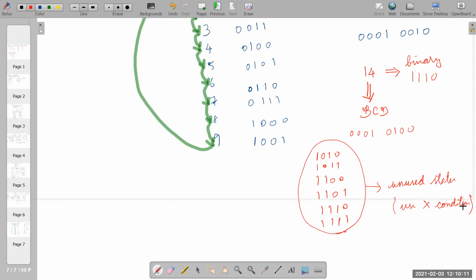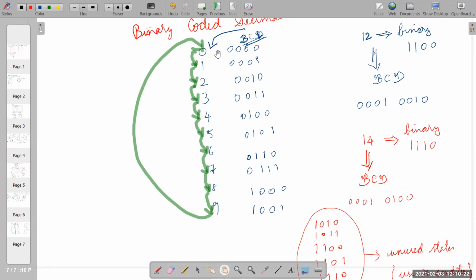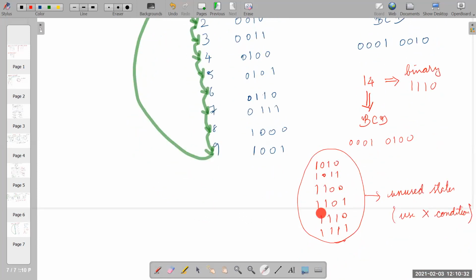I give it as a work to you. Try to write the present state, next state table. Then the present state, next state table is simple for you. If you know this diagram, from this diagram you can write the present state and next state table. Use D flip-flop and fill it. While going for K-map, you will be in a position to fill these values. These unused states will be there.